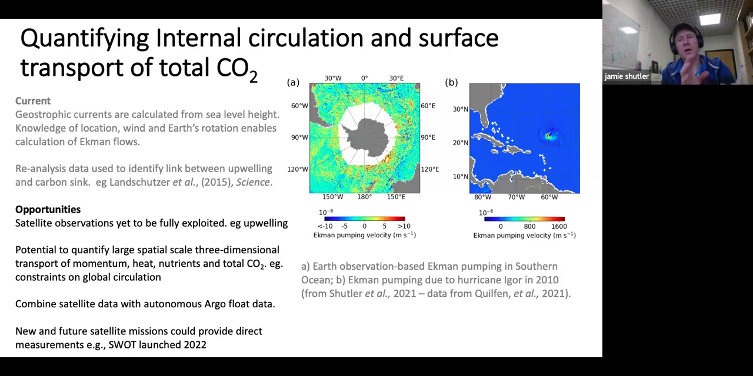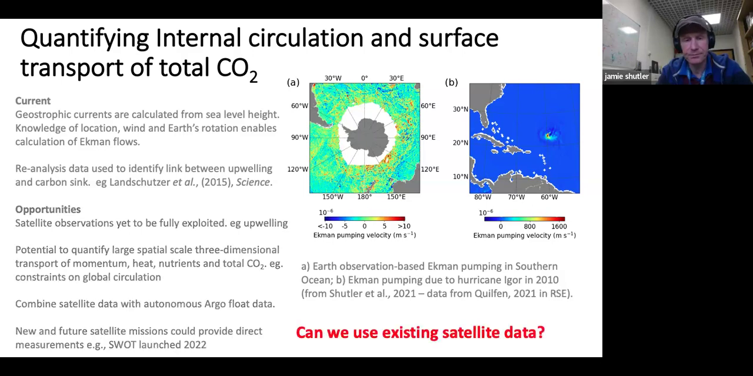So I think we're reaching a point now where we can start to use satellite observations for more than just looking at the surface constituents. And there should be approaches where you can start to look at internal flows. And so this is what I wanted to really talk about in terms of our recent work: we've actually started to use some existing data to try and understand and push what is possible from these surface observations.